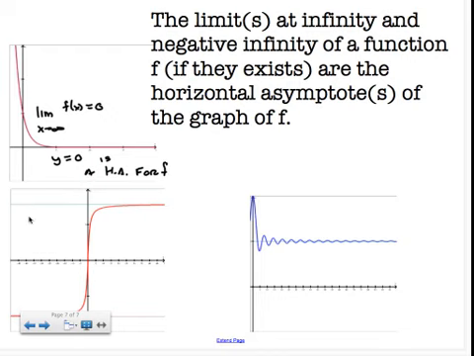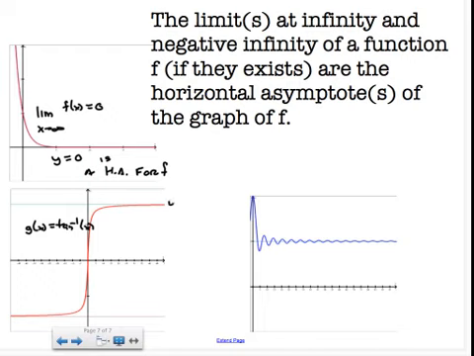This function here, we'll call it g, and this is actually the function arctangent x. You may recognize it from last year. It actually has two horizontal asymptotes. The first one is y equals pi over 2. That's the one that occurs at positive infinity, and the one that occurs at negative infinity is y equals negative pi over 2. Those would be determined by taking limits.